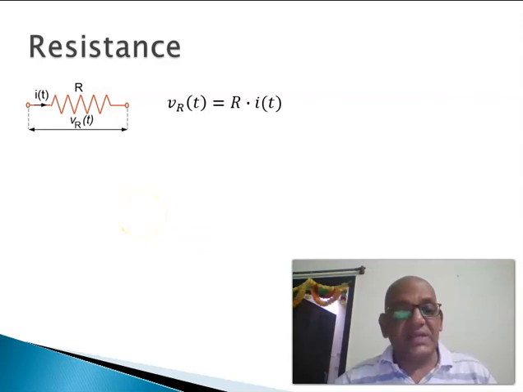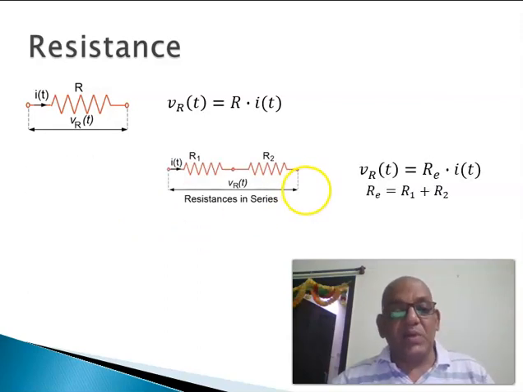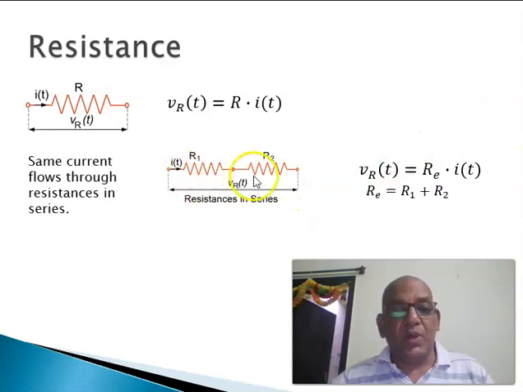When several resistances are connected, they may be connected either in series, hooked up one after the other, or they may be connected in parallel. If the same current flows through both the resistances R1 and R2 here, we say that they are connected in series. The effective resistance of these two, R1 and R2 put in series, is the sum of these two individual resistances. Remember that the same current flows through the resistances that are in series.